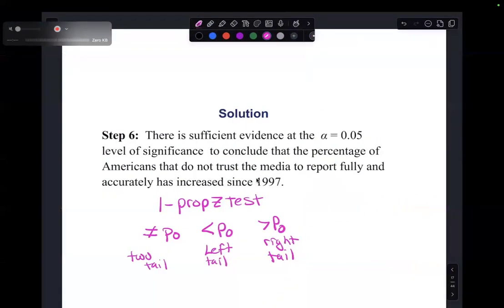So here we go. I wrote these down for you. The not equal to, that one's easy. That's a two-tailed test. This less than here, that's the left tail. This greater than here, that is the right tail. And we use one prop Z test for the proportions. I'll let you write that down while I take a drink.